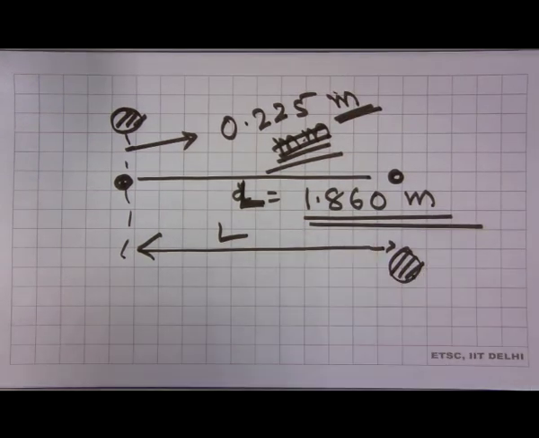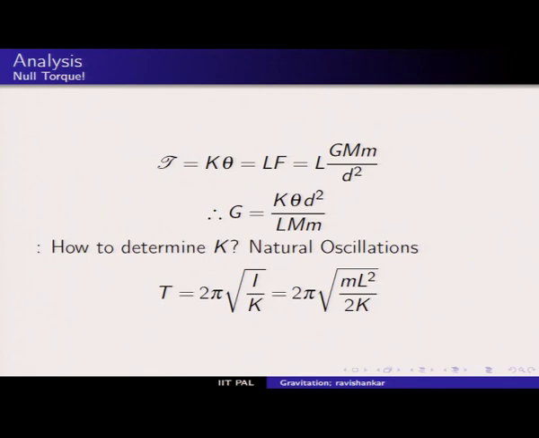This was 1.860 meters, and he was measuring the angle. That was the distance that was being looked at. Now what we have to do is make an analysis and find out how we are going to determine the value of G. This is what we have to do. And I told you the least count of the vernier was 0.254 millimeter. So let us start making the analysis.